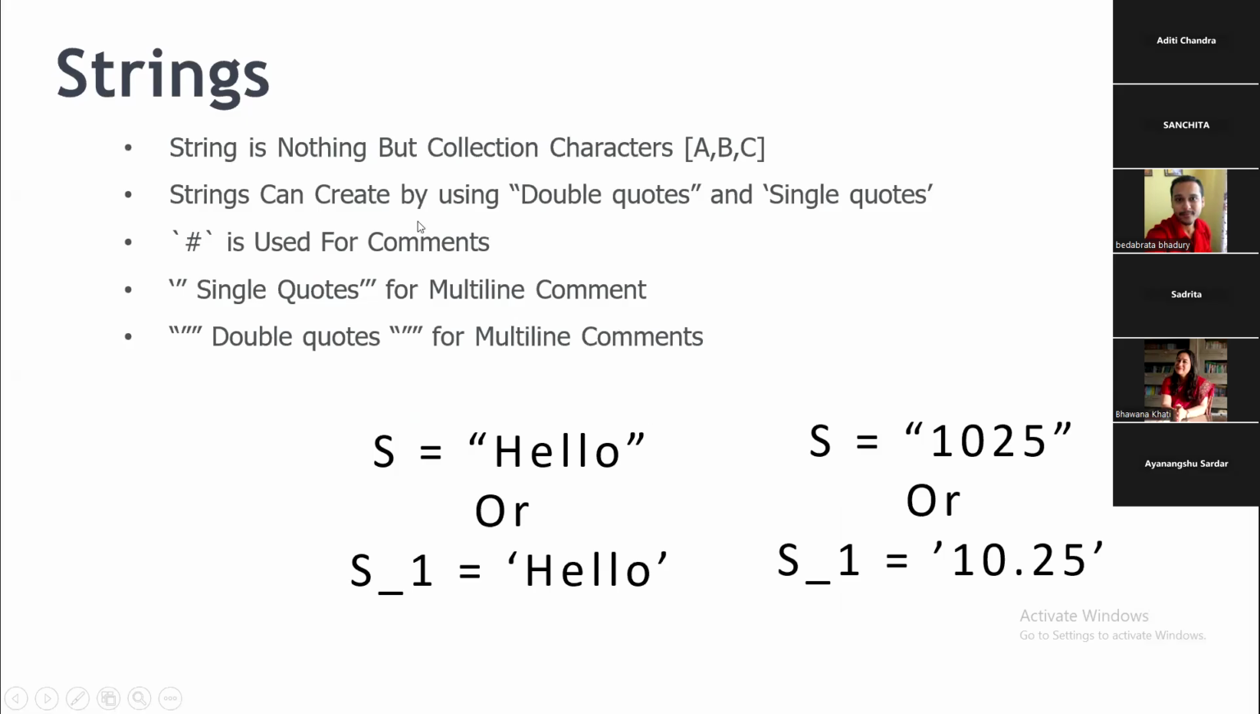Strings can be created by using double quotes or single quotes. Hash is used for documentation or comments. And the multi-line comment uses triple quotes, and we can use double quotes for multiple comments. So multi-line comments.